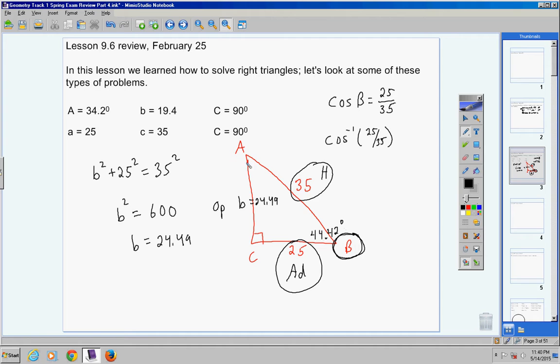Now I can easily find my last angle and I'm finished. 44.42 plus 90 minus 180 will give us 45.58 for angle A. 45.58, and there we go. We solved the right triangle. Okay, we gotta move on. Make sure you can do those.